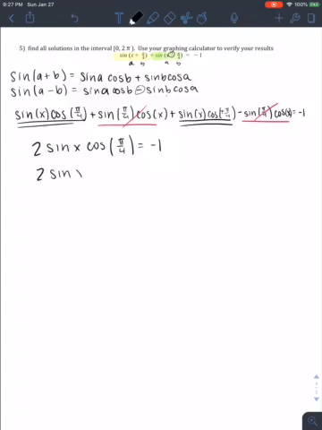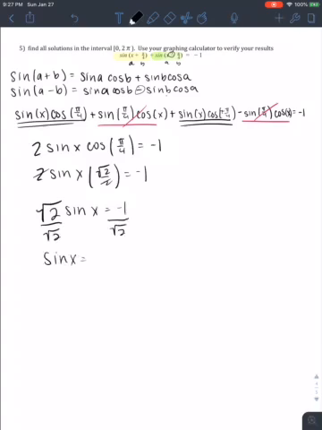2 sine of x, the cosine of pi over 4 is root 2 over 2. And those cancel. So root 2 times the sine of x is equal to -1. I'm going to divide by root 2 to get the sine of x by itself. Sine x is equal to -1 over the square root of 2. I'm going to rationalize to make this a little more familiar. So the sine of x is equal to the negative root 2 over 2.